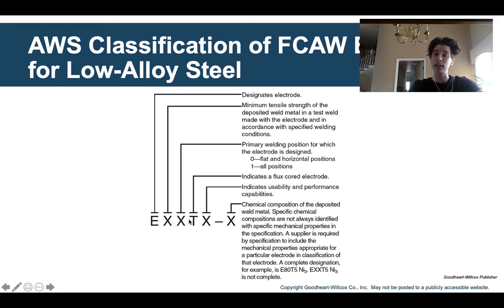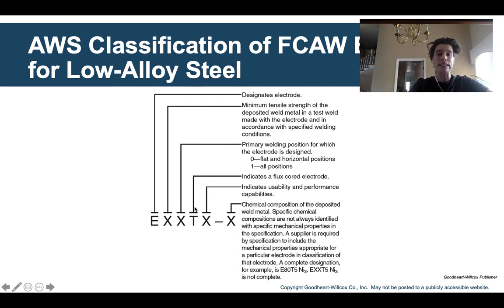And then the second X is going to tell you about the primary welding position. So 0 is for flat and horizontal. 1 is for all positions. Some of these electrodes are going to be specific to just flat and horizontal positions. So that's something that you do definitely need to look for.